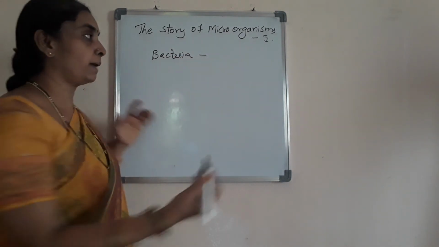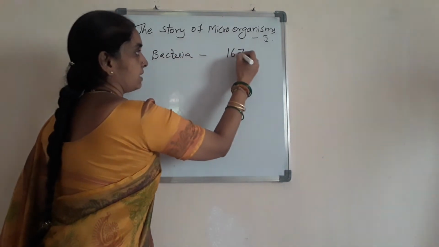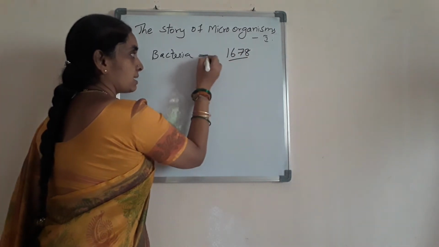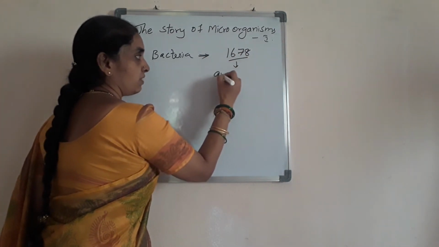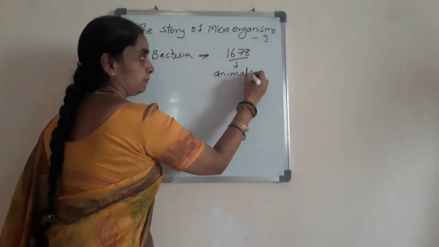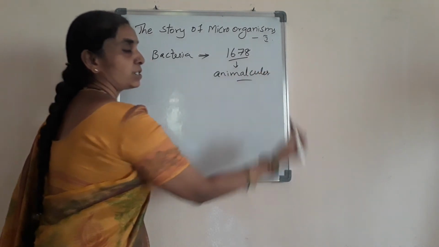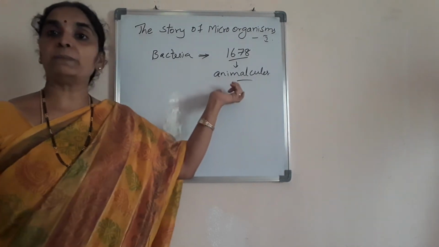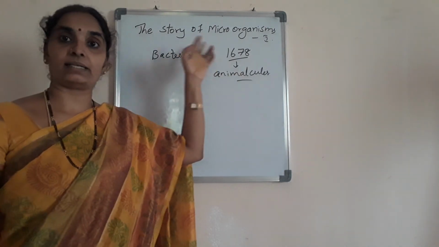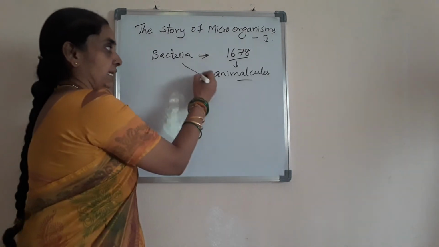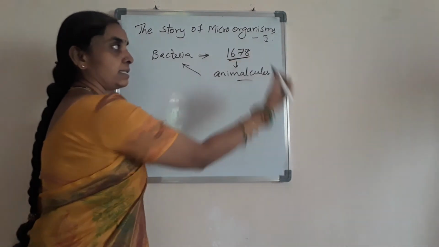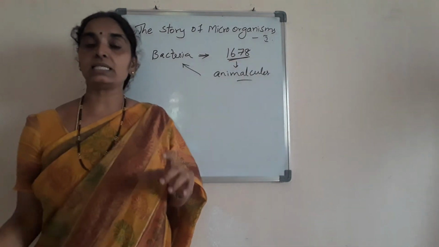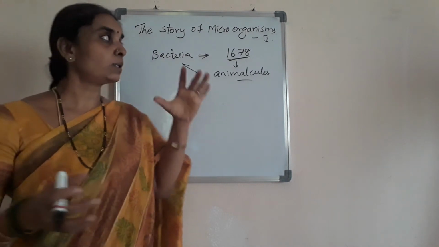Bacteria were observed by him in the year 1678. He named them bacteria. Before that, he gave the name animalcules during his observation through his single lens powerful microscope. Okay, children, so before that he named them animalcules and later they were named bacteria in the year 1678, by Antony van Leeuwenhoek.